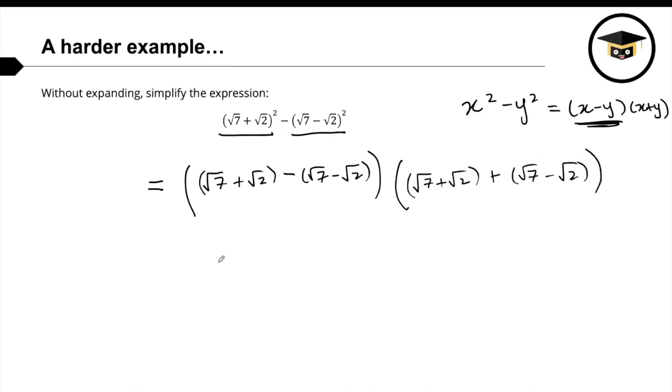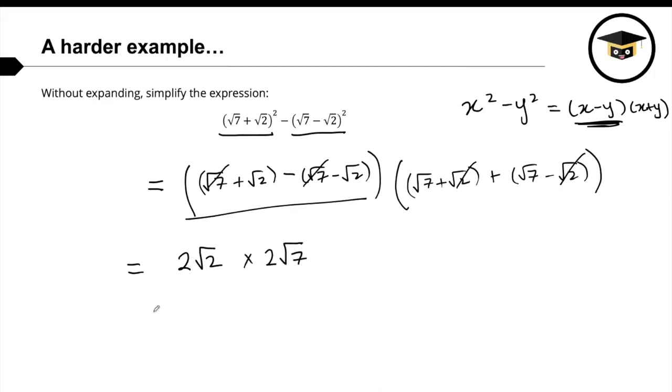So now if we expand and simplify this, we can see root 7 plus root 2 minus root 7. So these cancel out. And then root 2 minus root 2 is the same as root 2 plus root 2, which gives us 2 root 2. So this bracket is equal to 2 root 2. And then this second bracket, you can see the root 7 plus root 7 gives us 2 root 7. And root 2 minus root 2, well, they cancel out. So we're going to be left with 2 root 7 in this second bracket.